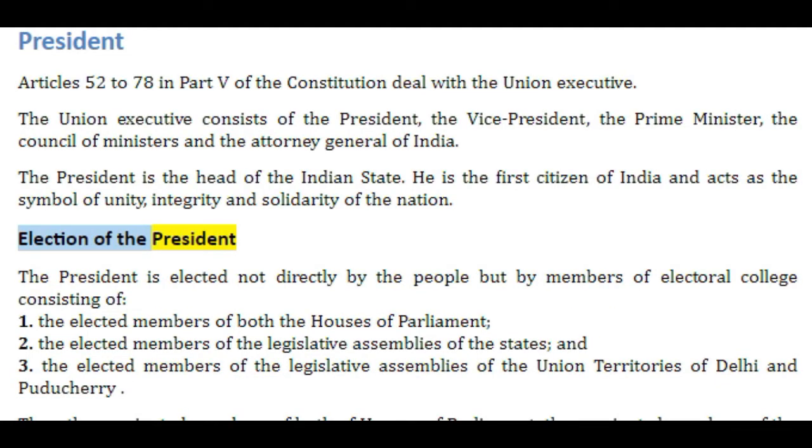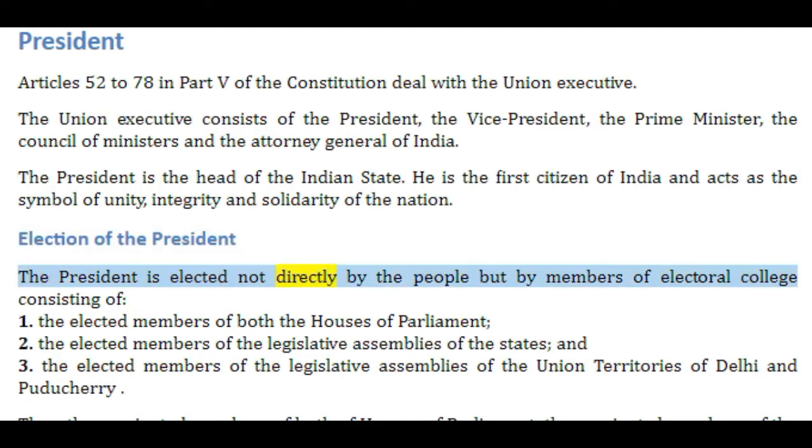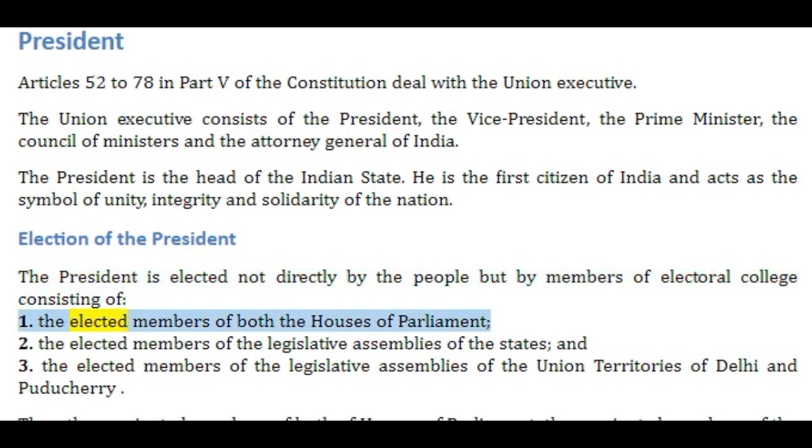Election of the President. The President is elected not directly by the people, but by members of an Electoral College consisting of: 1. The elected members of both the Houses of Parliament, 2. The elected members of the Legislative Assemblies of the states, and 3. The elected members of the Legislative Assemblies of the Union Territories of Delhi and Puducherry.